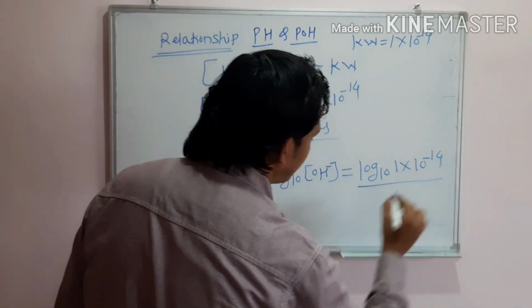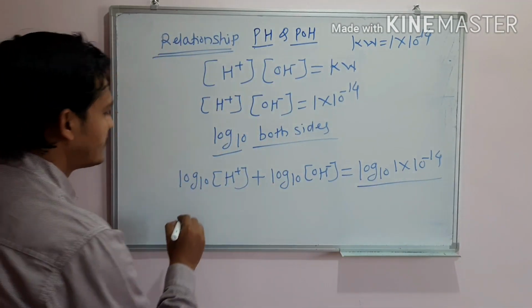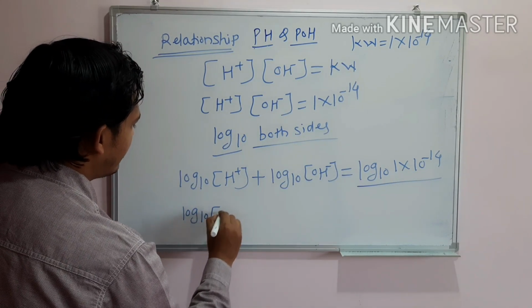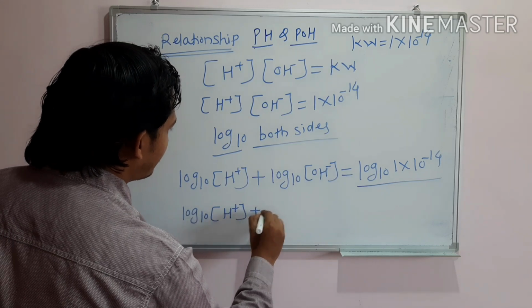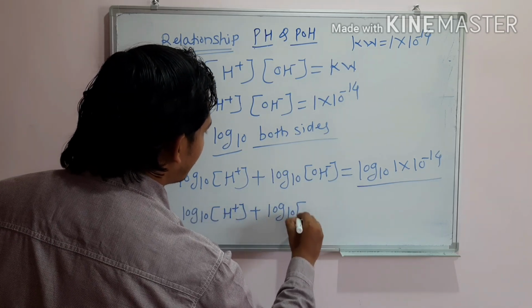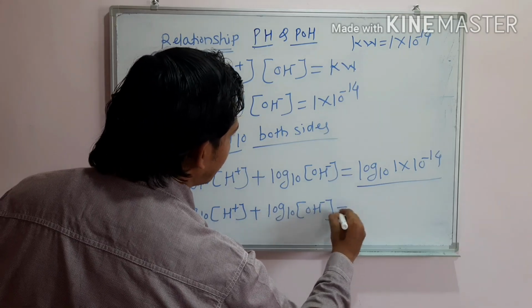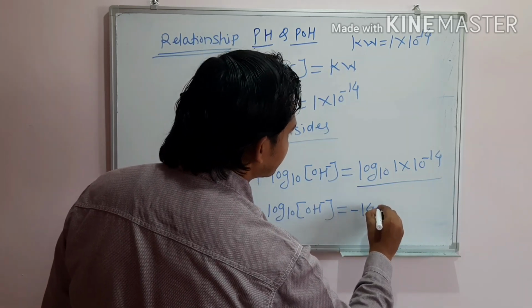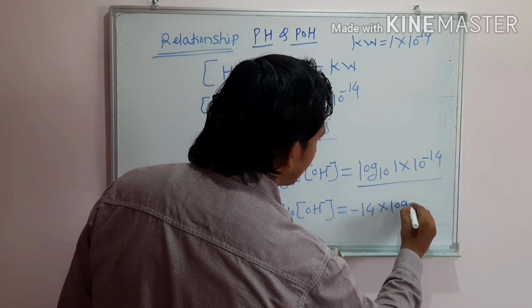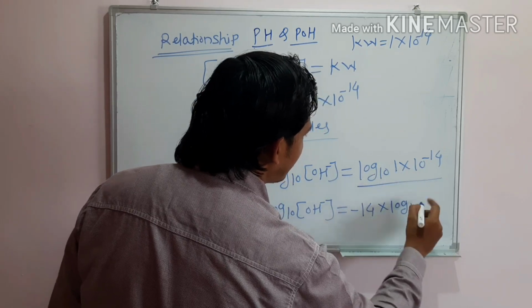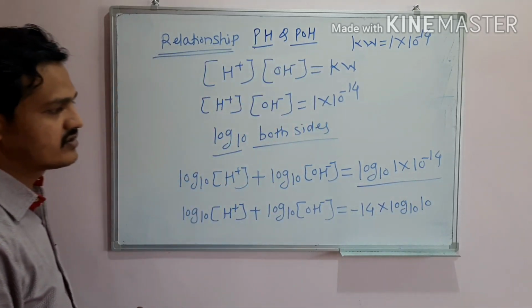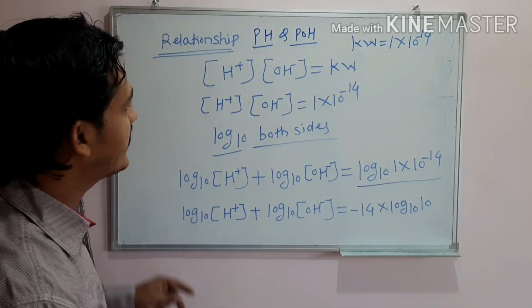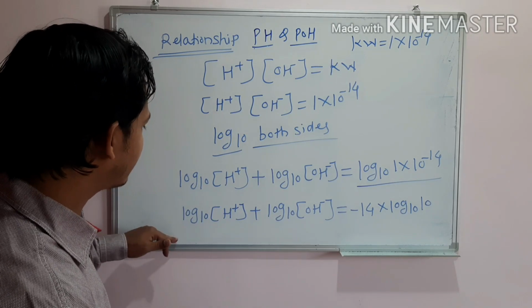Let us solve the right side first. I am writing here in copy paste manner: log to the base 10 molar concentration of H plus ion plus log to the base 10 molar concentration of OH minus ion is equal to minus 14 into log to the base 10 of 10. What is the value of log 10? That is equal to 1. Okay, so this is our last step in this board.